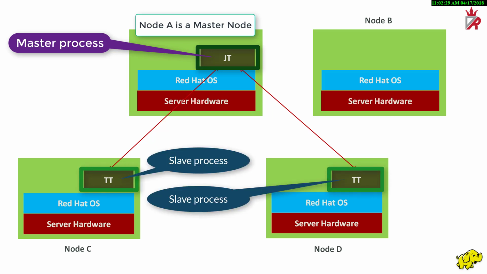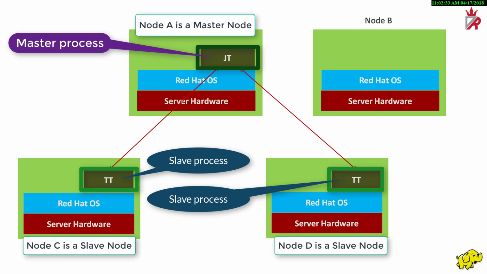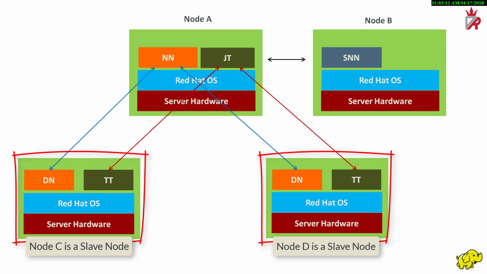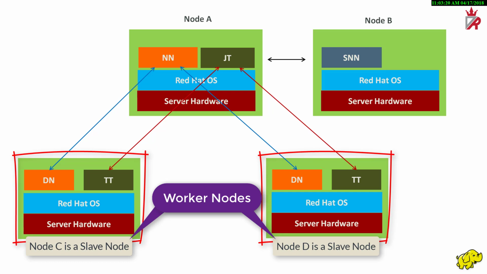Task trackers are the slave processes which are controlled by the master process job tracker and are collectively responsible for parallel processing of data. The slave nodes in the Hadoop architecture are the machines in the Hadoop cluster which actually store data and perform complex computations. They can also be called as worker nodes.